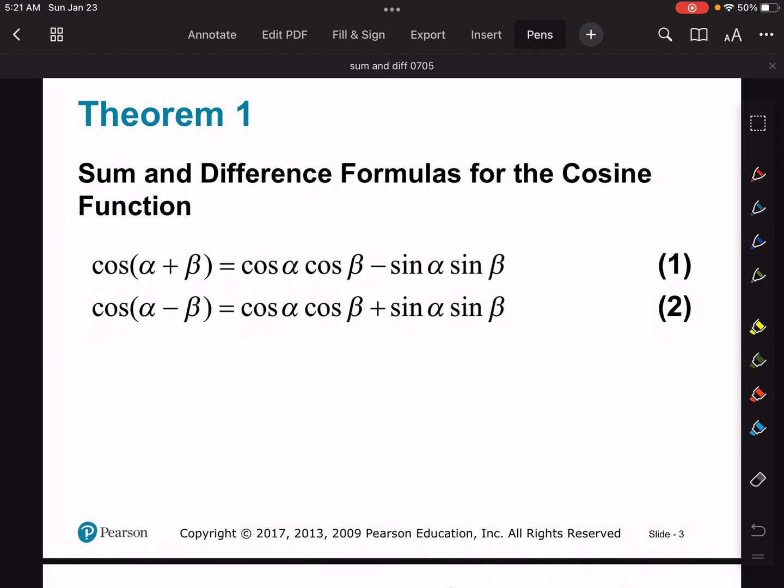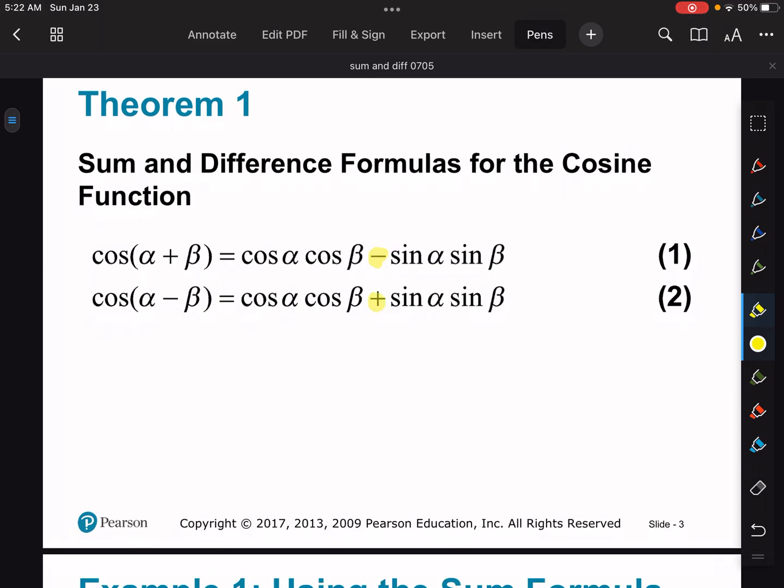Notice the pattern here. You have cosine alpha, cosine beta, with the opposite sign of where we started. So if we're adding two angles together, then the sign switches with the cosine. And then you have sine of alpha, sine of beta. It'll always be alpha, beta, so that's kind of a cool little pattern. Then for cosine of alpha minus beta, same exact thing. The only thing that's different is when we're subtracting two angles from each other, this is going to be addition.